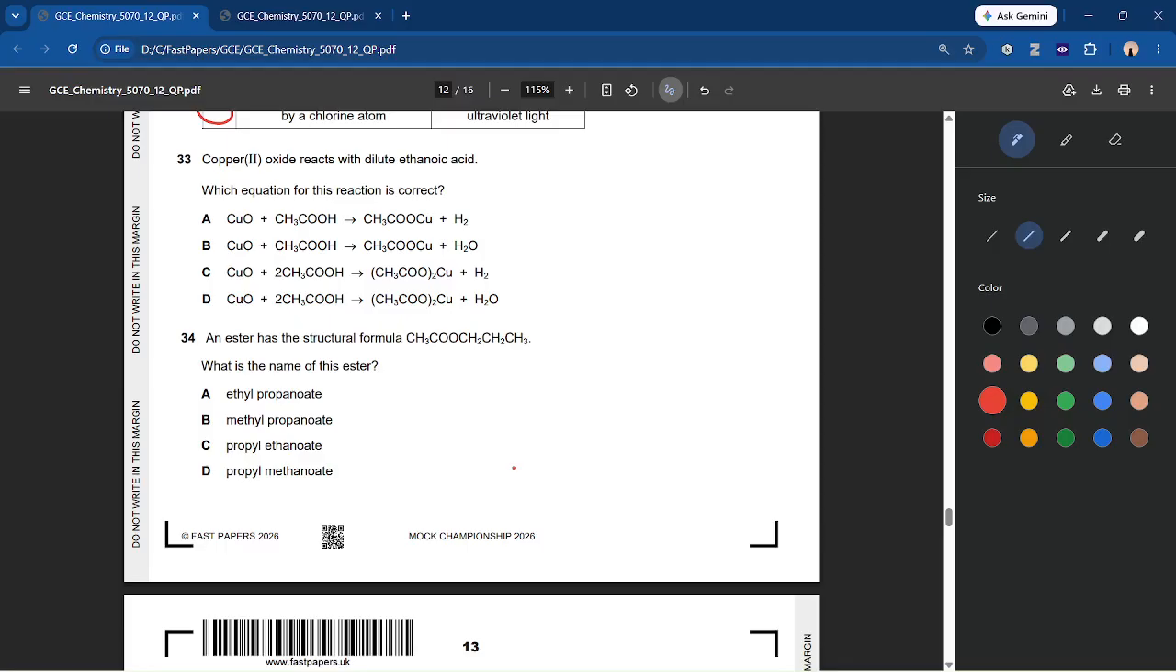33. Copper 2 oxide reacts with dilute ethanoic acid. Which equation for this reaction is correct? So the first two you can immediately cut out because this has a charge of -1, but copper has a charge of +2, so this needs to be 2. So A and B are going to be out. And then we're taking a look at the other ones. There's no hydrogen gas being liberated over here because there's oxygen over here, so it's going to be incorrect. H2, where's the other oxygen? So this is going to be correct.